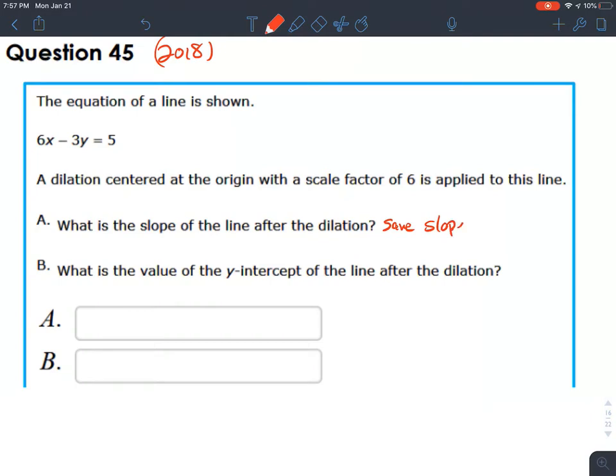So we need to find the slope, and that's going to be the answer. The y-intercept is going to be multiplied by the scale factor. So that is going to change. So we need to find the y-intercept and the slope.